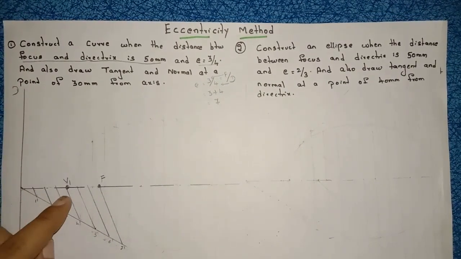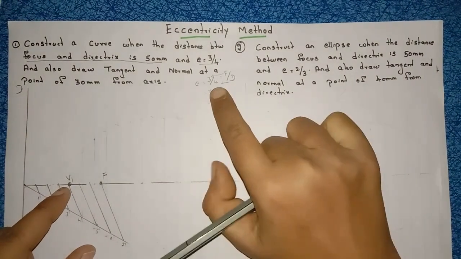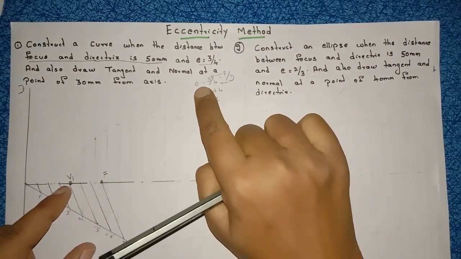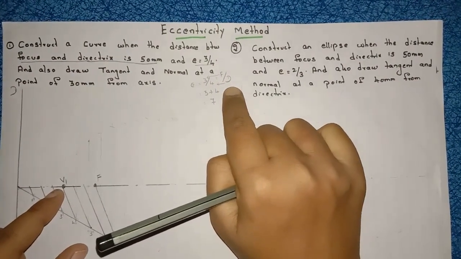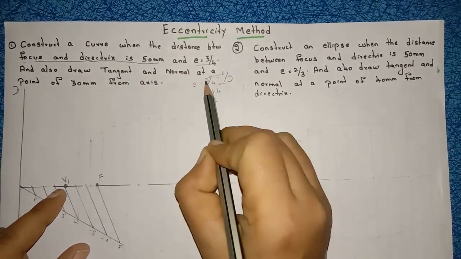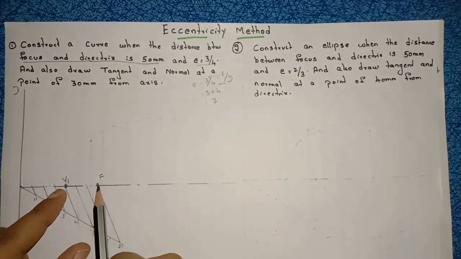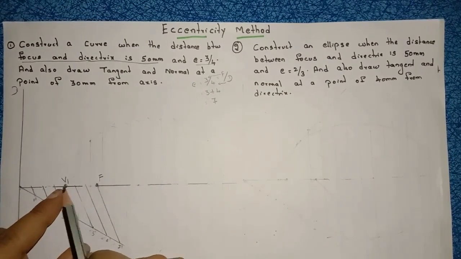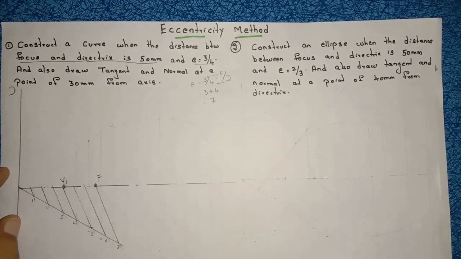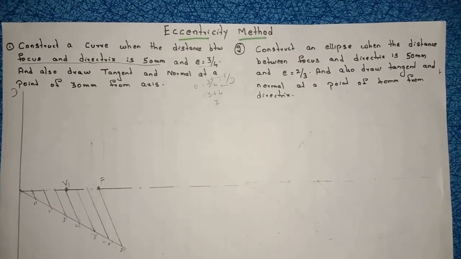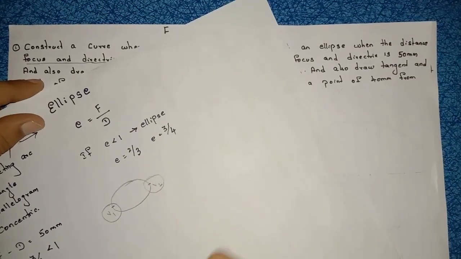Once again, I am repeating how we are marking V1. This V1 depends on E. What is the definition of E? Distance of point from focus, distance of point from directrix, F by D. So from focus mark third point, from directrix mark fourth point. From focus I am marking third point: 0, 1, 2, 3. From directrix fourth point: 0, 1, 2, 3, 4. So we are getting V1. V1 is completed. Now I have to mark V2.